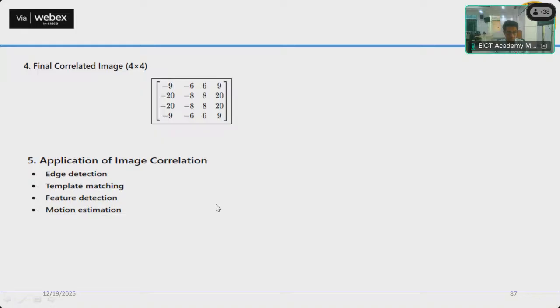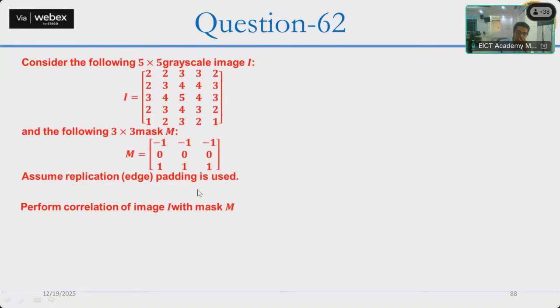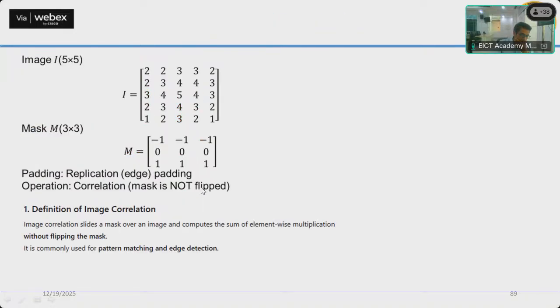Applications of image correlation are edge detection, template matching, feature detection, and motion estimation. With correlation, there is no flipping here. You will directly multiply. How will you multiply? The simple rule is that this zero will coincide with the pixel where we want to do the calculation. For example, if you want to do this zero with this two, then one additional row will be created.